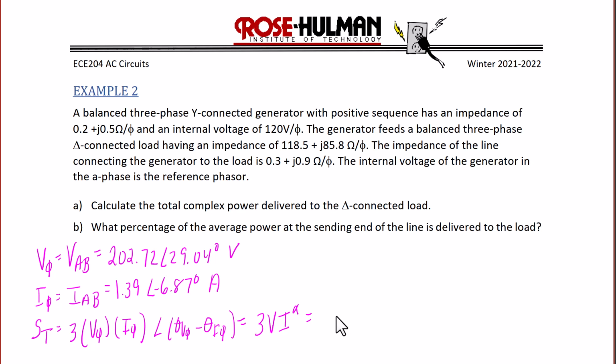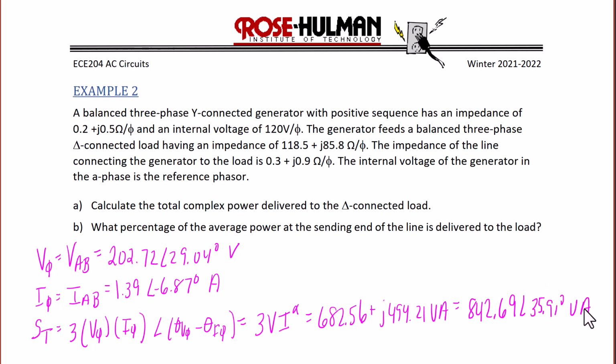So that equals 682.56 + j494.21 volt-amperes in rectangular form, or it can also be written as 842.69 with an angle of 35.91 degrees, and the units are volt-amperes.